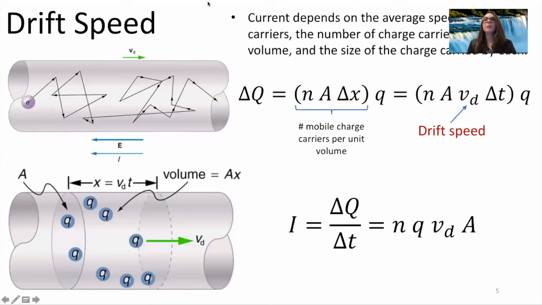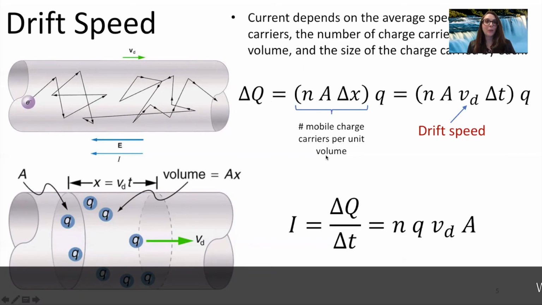Now, our current depends on the average speed of charge carriers, the number of these charge carriers per unit volume, and the size of the charge carried by each of our charge carriers. So here we have an equation that shows the rate of change of charge, and that is equal to this whole quantity here, which represents the number of mobile charge carriers per unit volume. That means the number of charge carriers per unit volume that are free to move around, free electrons essentially.